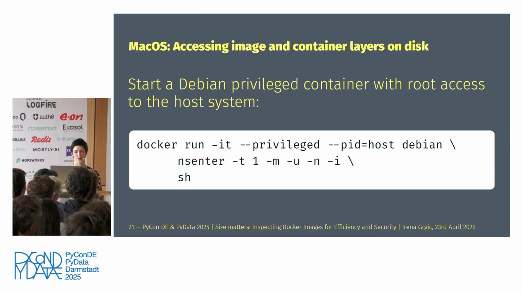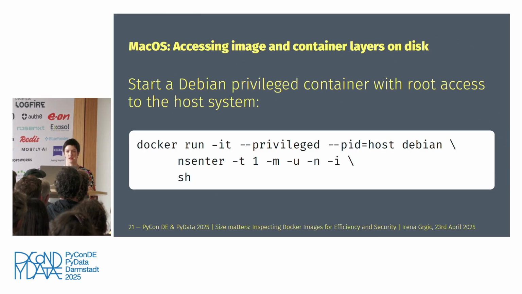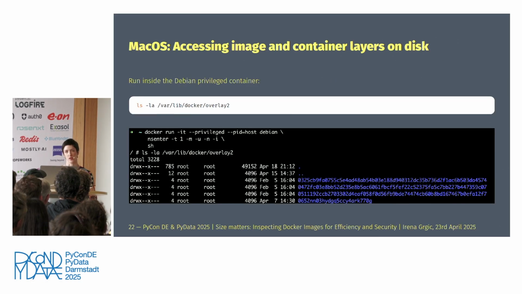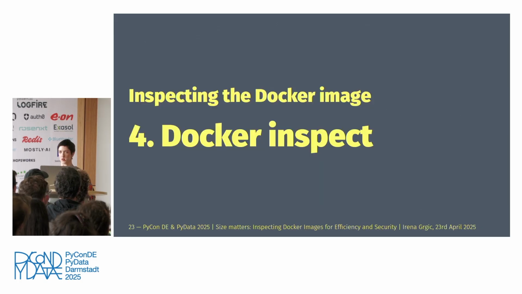So what we're doing here is starting a privileged Debian container with root access to the host system. We're entering the namespaces of the process ID 1. You see this by this -t 1. And with that, we gain access to the lightweight Linux VM, which is the host of all the containers. Sounds like magic, but it isn't. And inside of this container, we will have access to the same directory that you would have on Linux as well. So if you list all directories that are there, you will see some cryptic directory names that make no sense, but let's make sense of that with docker inspect.